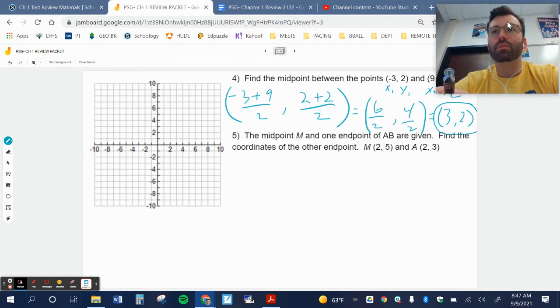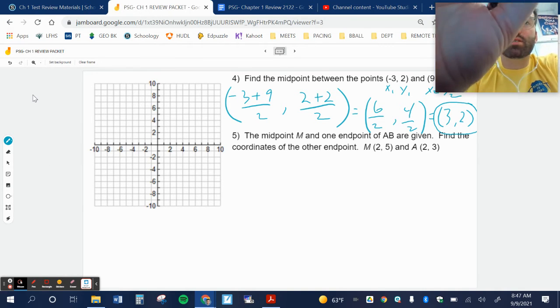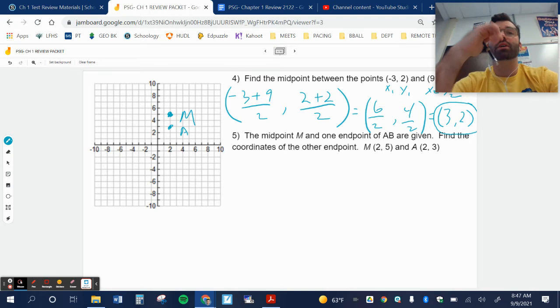Okay. Let's talk about this second problem. All right. The midpoint M and an endpoint of AB are given. Find the coordinates of the other endpoint. So I know that M, I gave you this graph here. So I know that M is 2, 5, and that A is 2, 3.